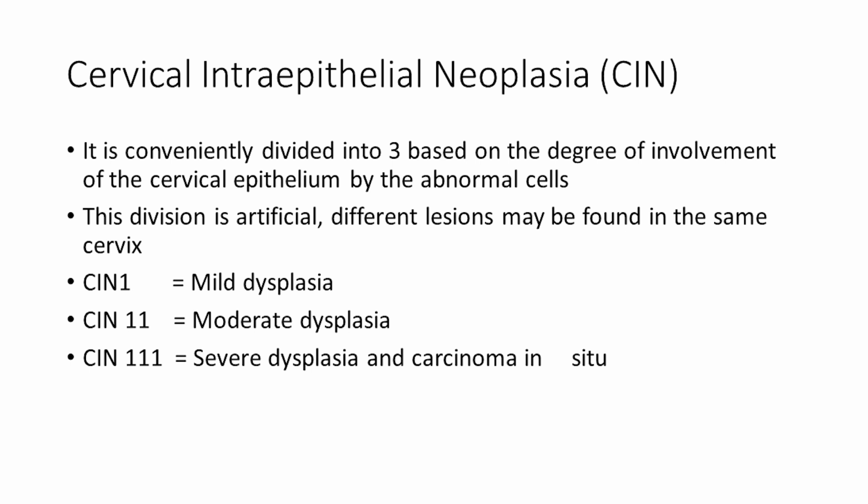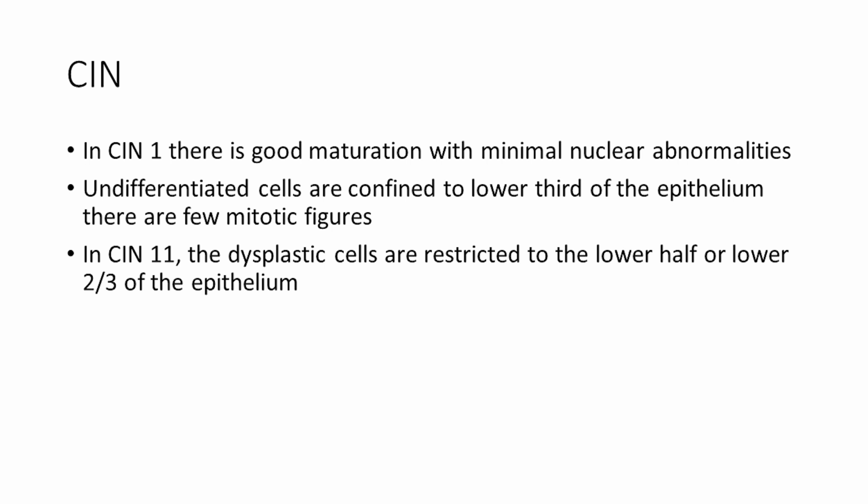This division is artificial. Different lesions may be found on the same cervix. CIN1 is also known as mild dysplasia, CIN2 is moderate dysplasia, and CIN3 is severe dysplasia or carcinoma in situ. In CIN1, there's good maturation with minimal nuclear abnormalities. Undifferentiated cells, or the abnormal cells, are confined to the lower third of the epithelium. There are few mitotic figures.